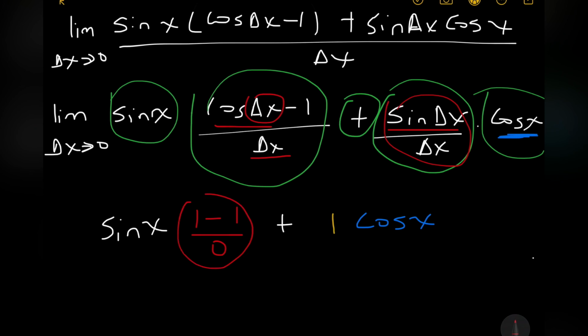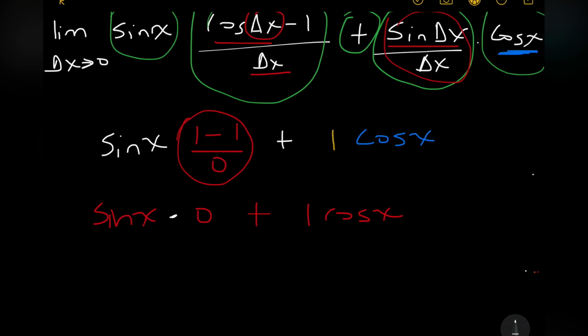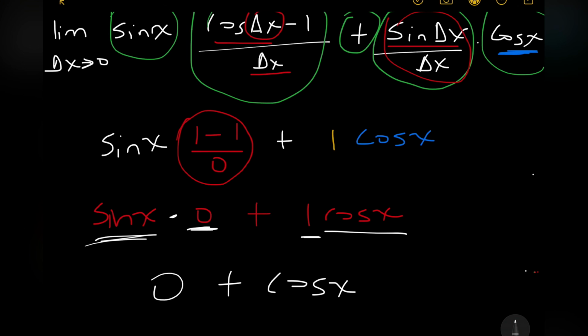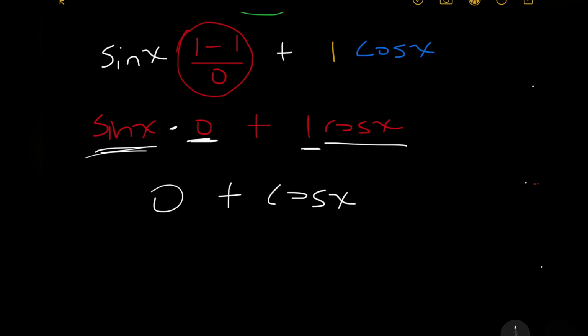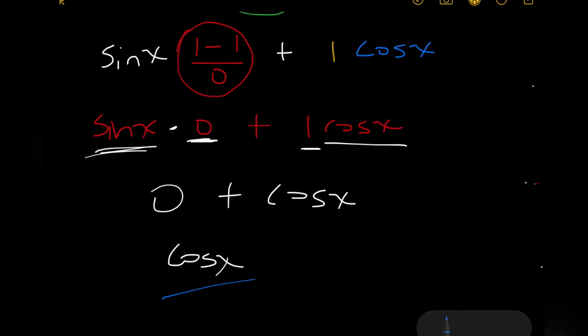Now when we complete this, we will have 0 times sine x plus 1 times cos x. This 0 times this sine x will give 0, plus this 1 times this cos x will give us cos x. So our final answer is cos x. And this says that the derivative of sine x is equal to cos x, which is indeed the correct answer.